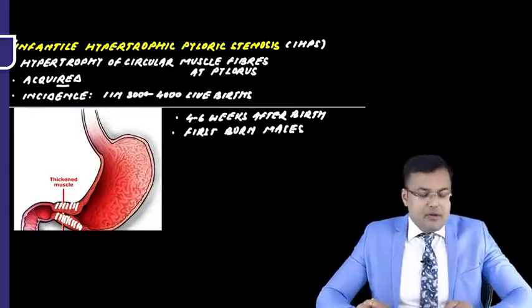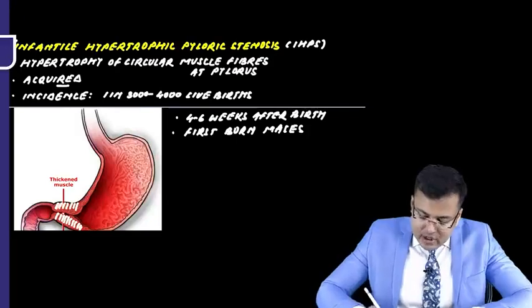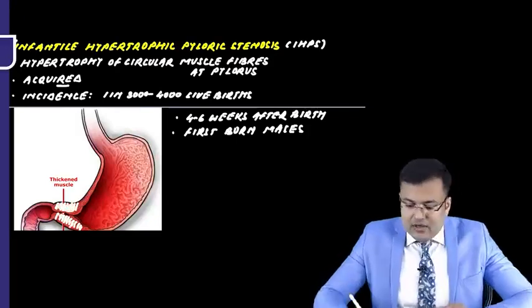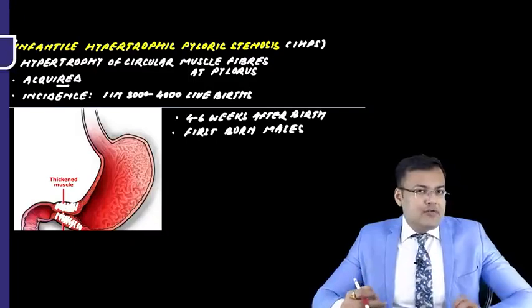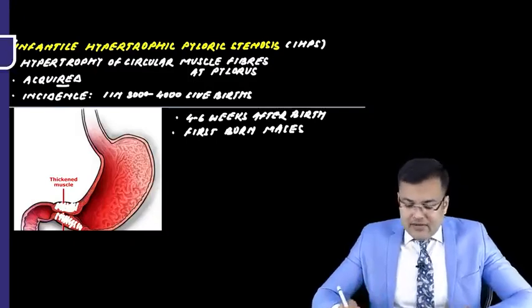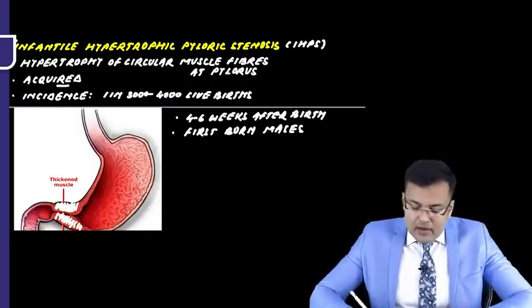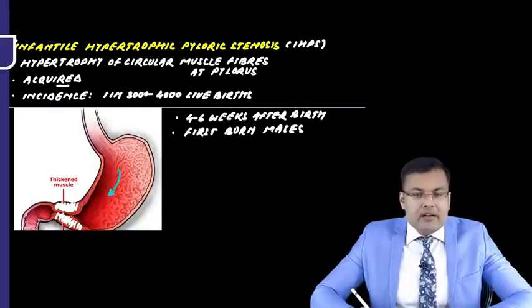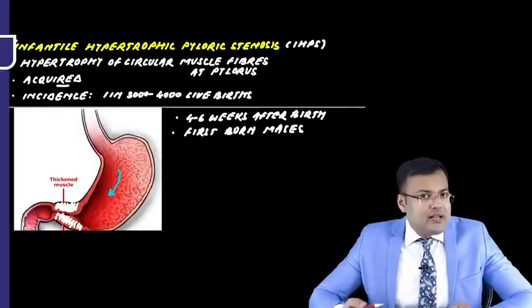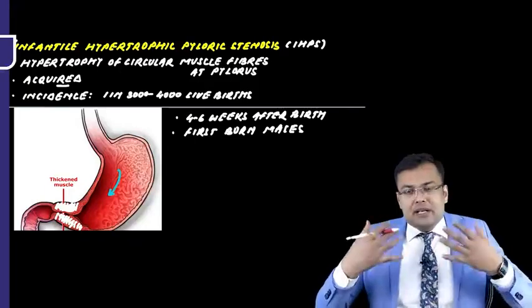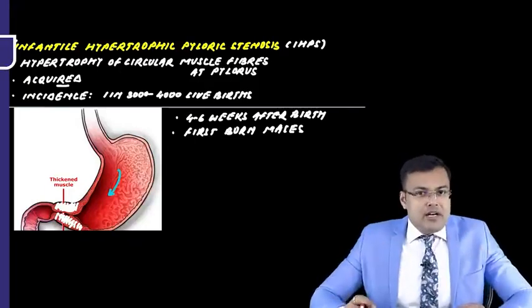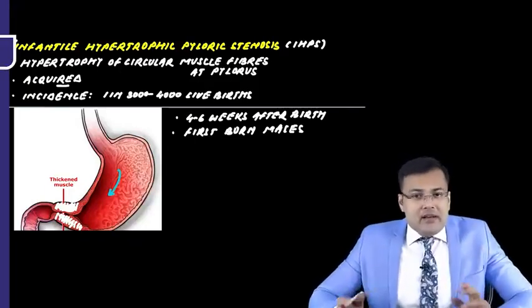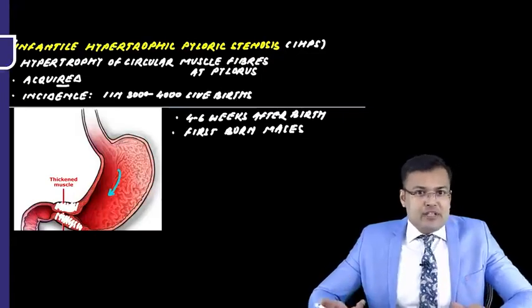Clear? What is the problem here? You can see in this case there is obstruction at the pylorus. So the patient is going to present after 4 to 6 weeks of birth, meaning after breastfeeding. What will be the problem? Whatever breast milk goes into the stomach is collected there. After that, what will happen? The patient will have multiple episodes of vomiting. What kind of vomiting? Non-bilious. It can be projectile or non-projectile vomiting.